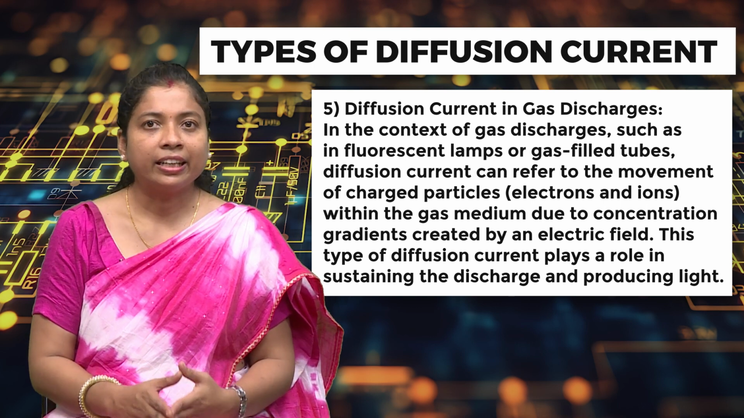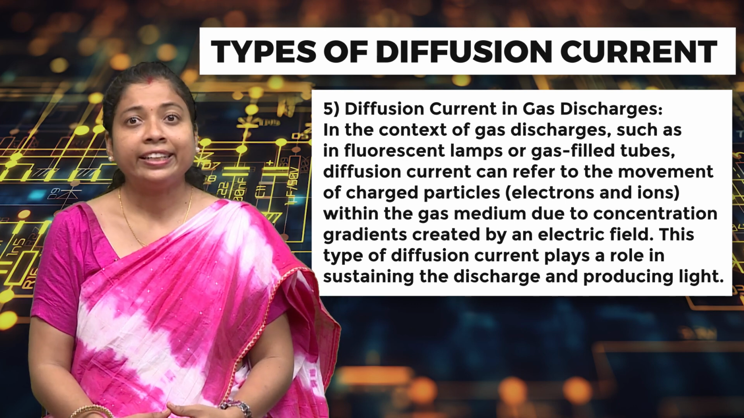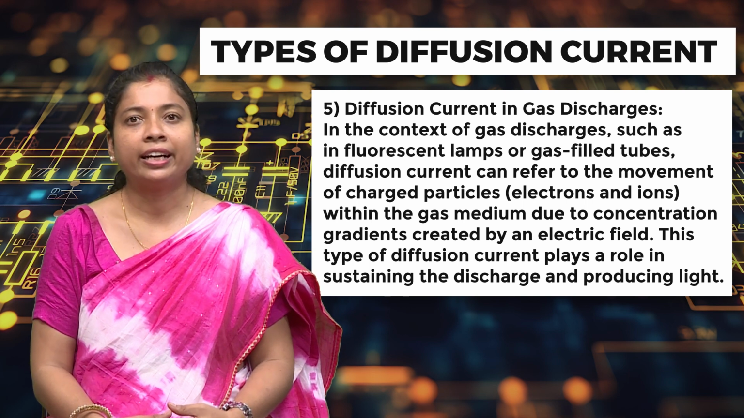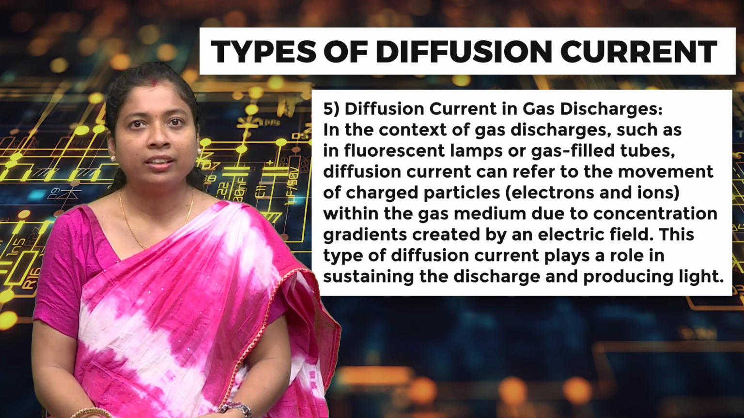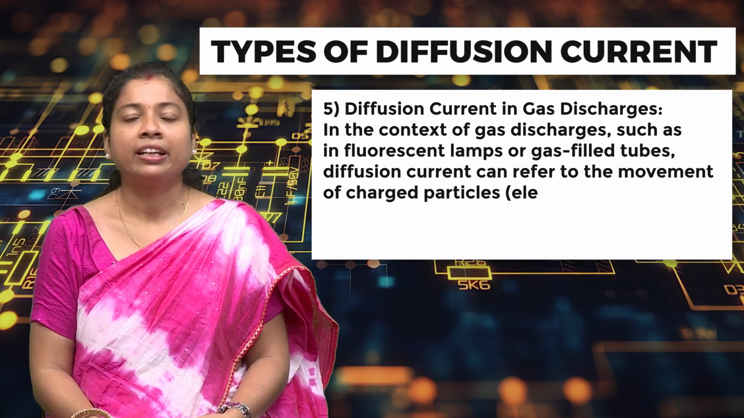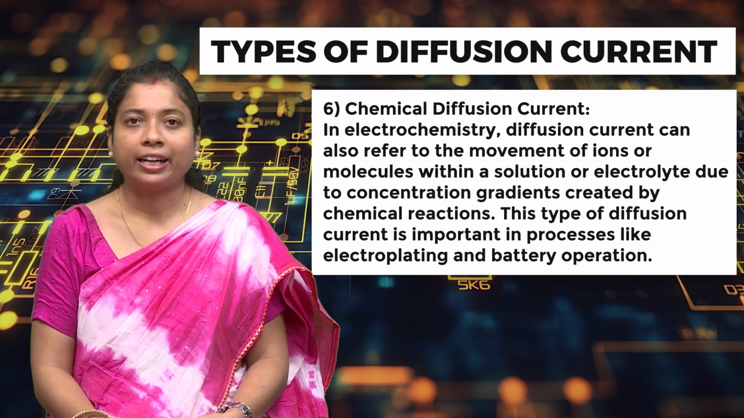Within the gas medium, due to a concentration gradient created by an electric field. This type of diffusion current plays a role in sustaining a discharge and producing light. Second was the chemical diffusion current.